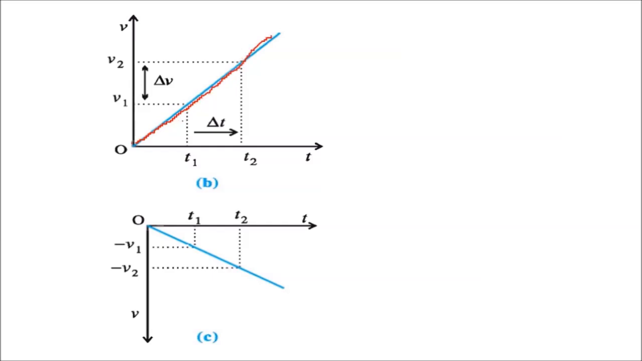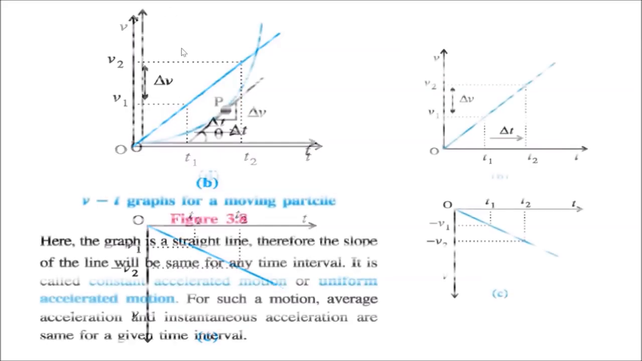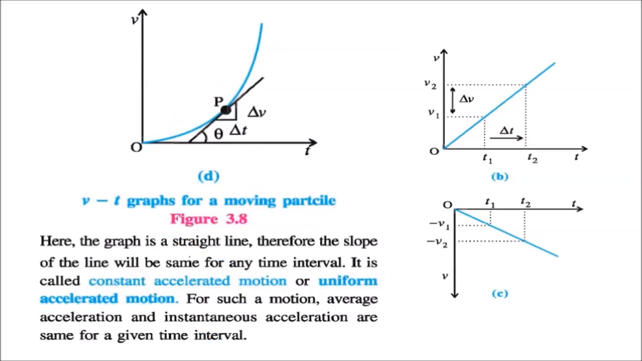So the graph can be a straight line like this. The slope of this line will be the same for any time interval. In this case we say the object is having a uniform accelerated motion, that is, a constant accelerated motion. For this motion, the average acceleration and the instantaneous acceleration, at any single point, will both be the same. I'll come to this in a short while. Let us discuss the next one.